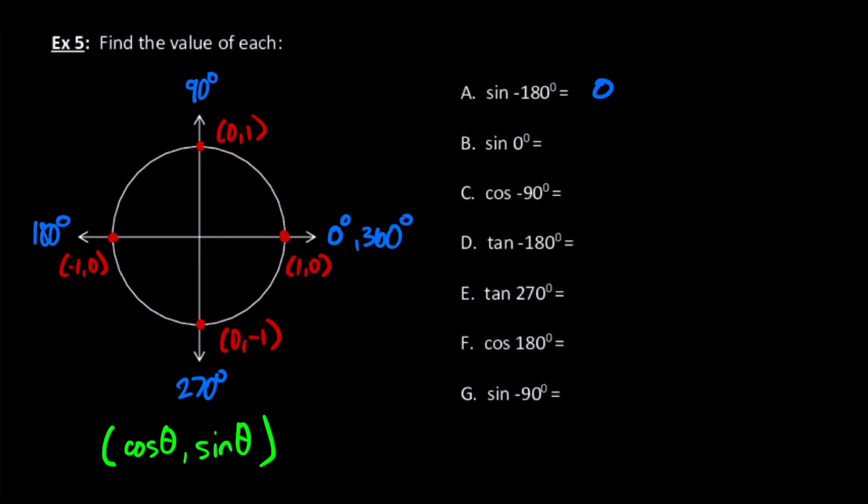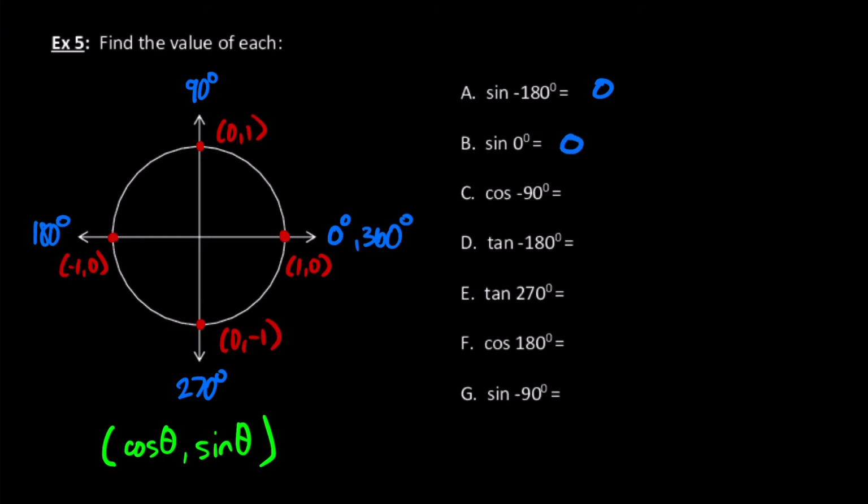Sine of 0 degrees. So again, where is 0 degrees? 0 degrees is right here. Okay, what's the coordinate? 1, 0. I want sine. Sine is the y-coordinate. The y-coordinate there is 0. So sine of 0 degrees is 0.